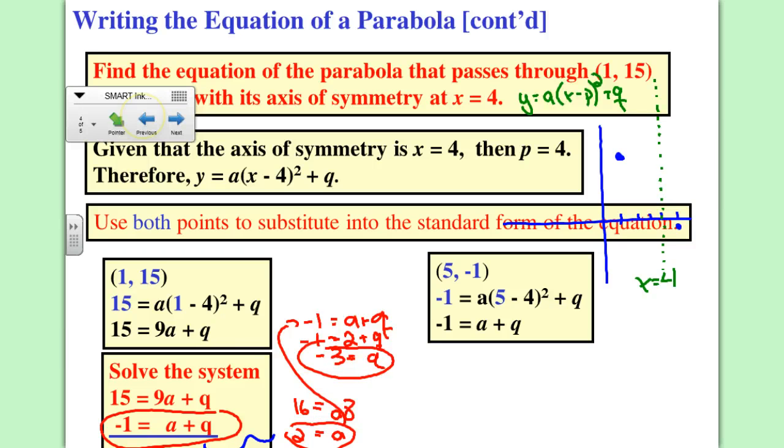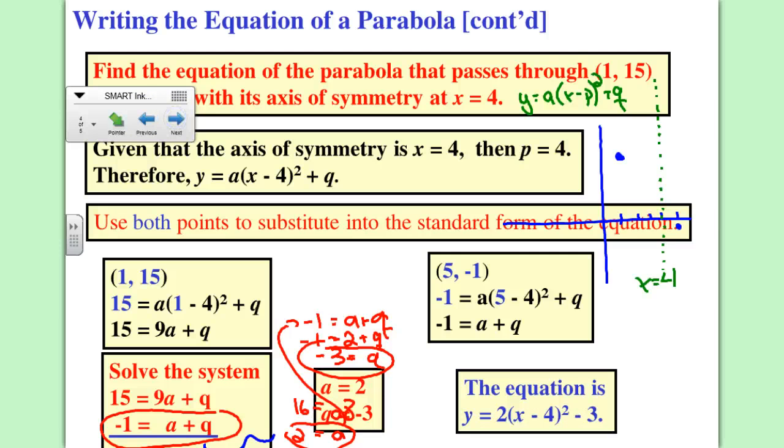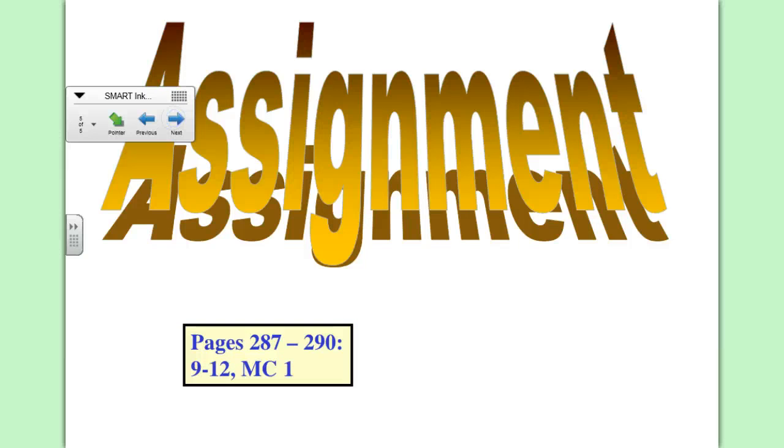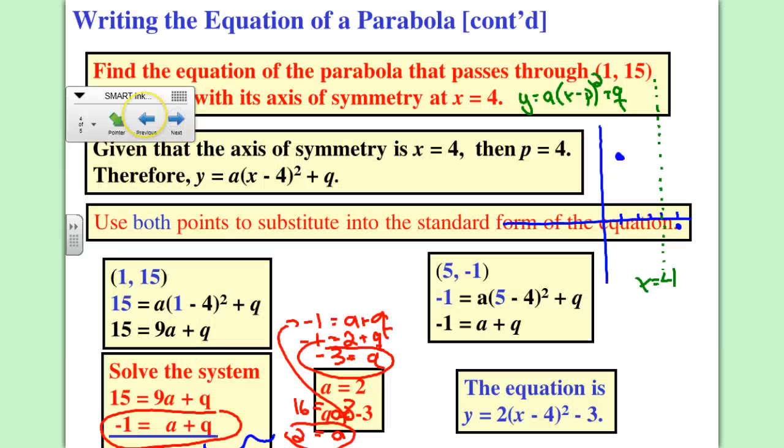And so if you look at what we've got, a is equal to 2, q is equal to minus 3, and now we can go back to our equation, and we can state our new equation. The equation is y equals 2 times (x minus 4) squared minus 3. A beautiful example of using the math that we have learned over the years. Okay. You have now completed this, and I want you to complete the assignment that's on your formative sheet in class next day. Okay, good job.